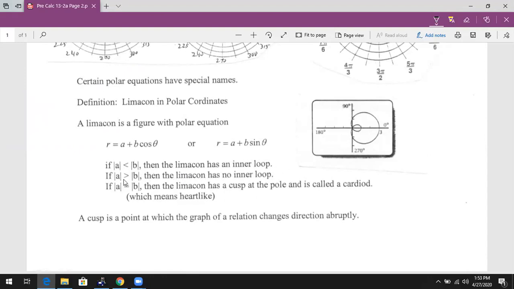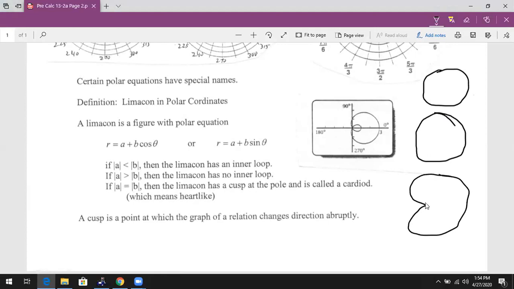If the absolute value of a is greater than b, then it will have no inner loop and it will actually kind of flatten out on the one end. It looks kind of like a flat tire in a way. So think of a circle that flattens out, but is round on this side. And if the absolute value of a equals the absolute value of b, then the limacon is going to have what's called a cusp at the pole. A cusp is basically a point at which the graph of a relation changes abruptly.